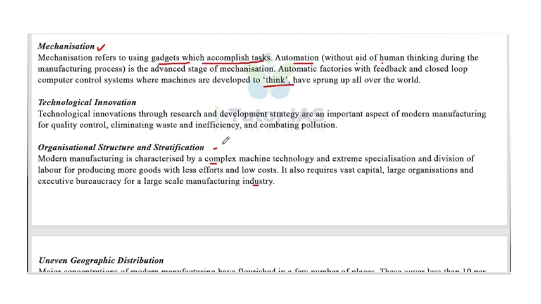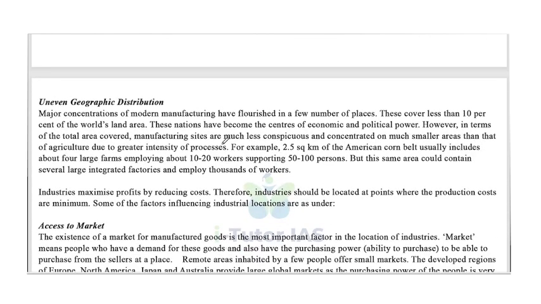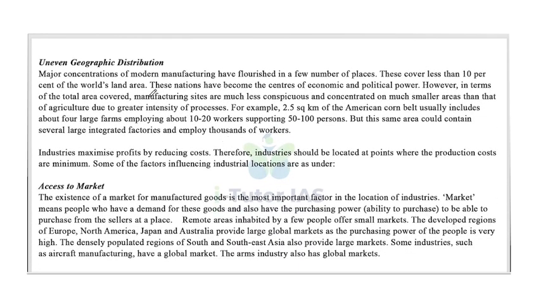Now, uneven geographic distribution. Major concentrations of modern manufacturing have flourished in a few number of places. These cover less than 10% of the world's land area. These nations have become the center of economic and political power.